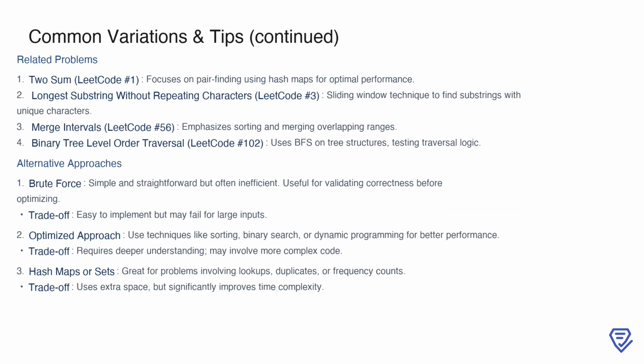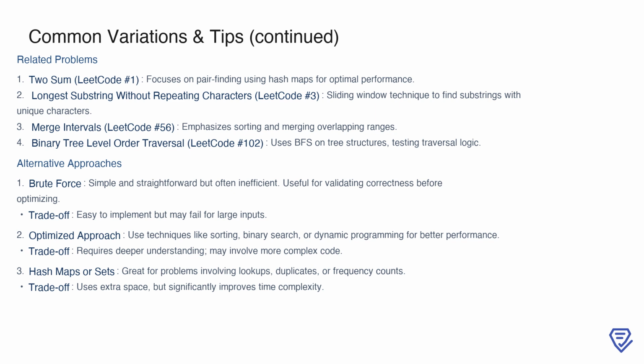Let's explore some related problems that share similar concepts or techniques. For example, the two-sum problem, which is LeetCode number 1, relies on efficiently finding pairs, often using hash maps for optimal performance. Another example is the longest substring without repeating characters, LeetCode number 3, which uses the sliding window technique to identify substrings with unique characters. Merge intervals, LeetCode number 56, focuses on sorting and merging overlapping ranges, while binary tree level order traversal, LeetCode number 102, emphasizes breadth-first search for traversing tree structures.